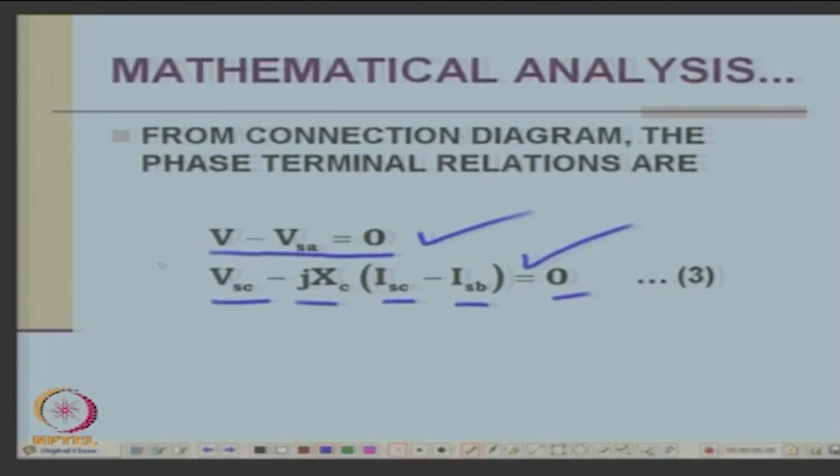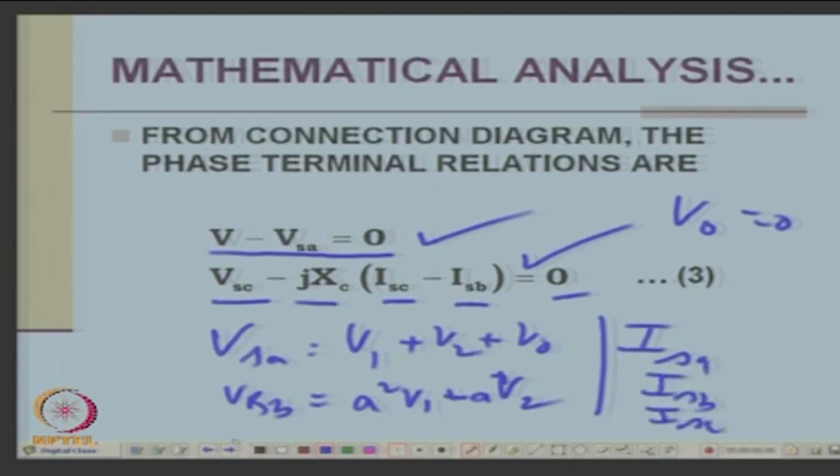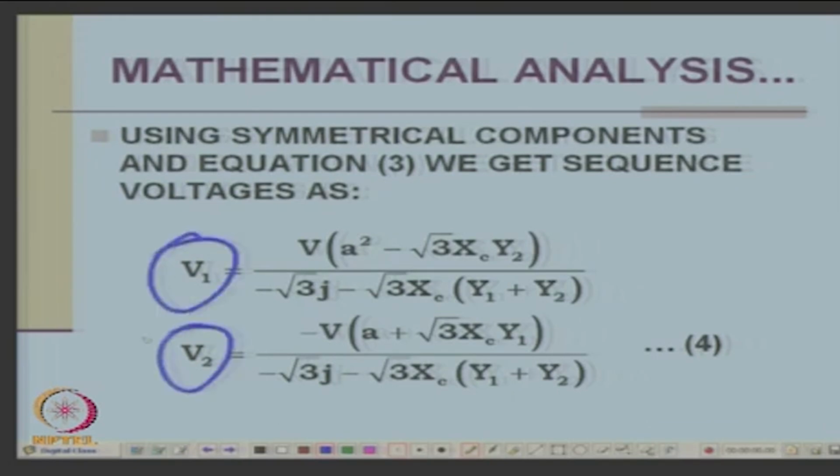Now, what you do, we take symmetrical components on this. We know symmetrical components, what is VSA, VSB, VSC, because we write VSA is equal to V1 plus V2 plus V0. Anyway, V0 is 0 because there is no zero sequence, and VSB will be A square V1 plus A V2, is it not, etcetera. So, you substitute for VSC, and similarly you write what is ISA, ISB, ISC. So, what we get is V1 and V2 in terms of V, that means at each speed and capacitance there is a particular value of V1 and V2.